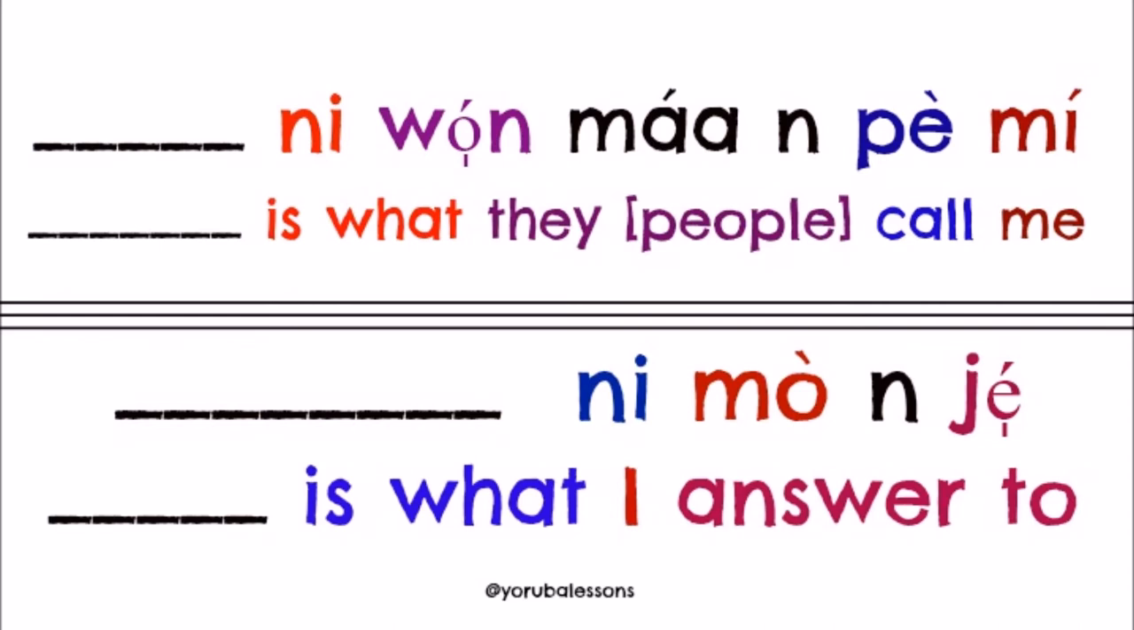Or you could say won ma npe mi ni Dash. So they call me Baba 70. So instead of Dash ni won ma npe mi, it would be won ma npe mi ni Dash.